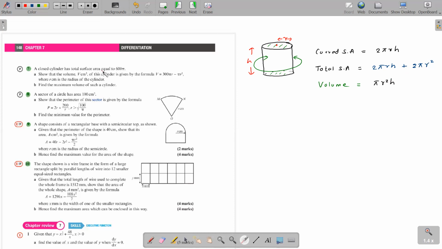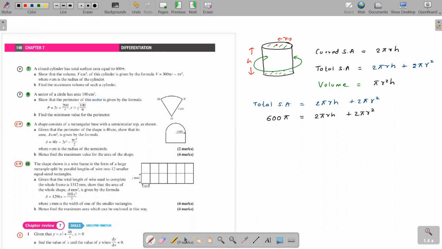Okay, so they have told you the closed cylinder has a total surface area equal to 600 pi. Are you with me? So that means you can write the total surface area equation. Total surface area is 2 pi RH plus 2 pi r square. How much is this equal to? 600 pi. So 600 pi equals 2 pi RH plus 2 pi r square.